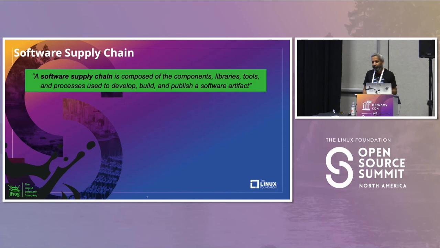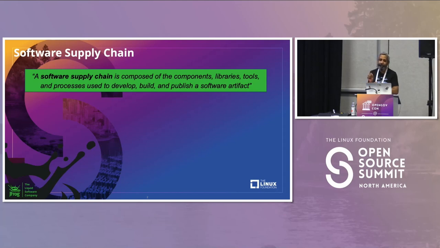And again, the approach that we took here, maybe one of the approaches, there are multiple ways to solve this, but from a definition of the software supply chain, like we're all talking about, it is composed of components or libraries or tools. And it's not just the executable, right? It's also the processes used to develop, build and publish a software artifact.